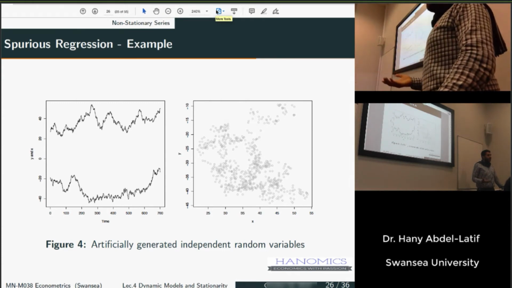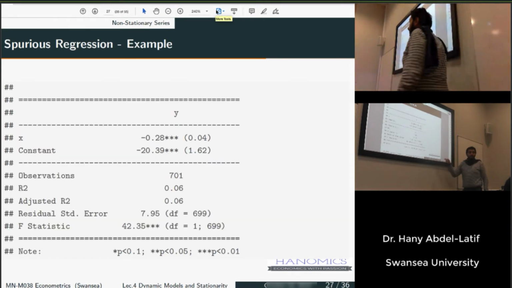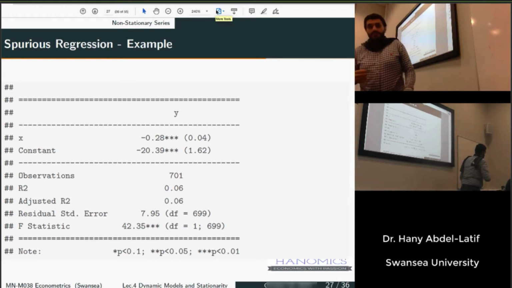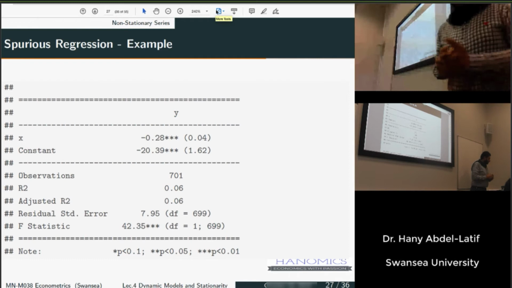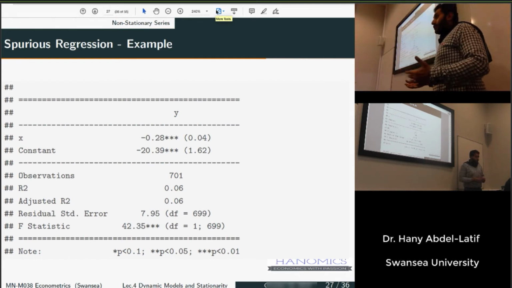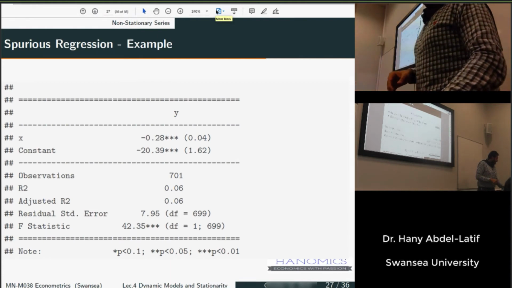They should have no relationship, yet when you run a regression between these two variables that are not correlated at all, because they are non-stationary data series, you see a significant relationship between X and Y, and it's highly significant, which is not true. We know that it's not true. So this is the idea here.